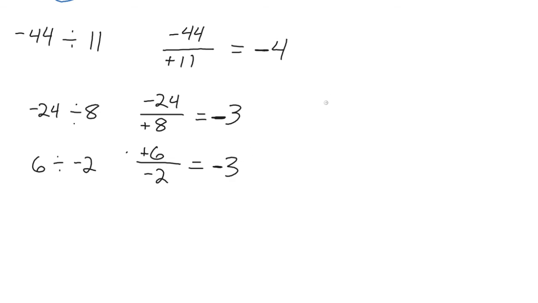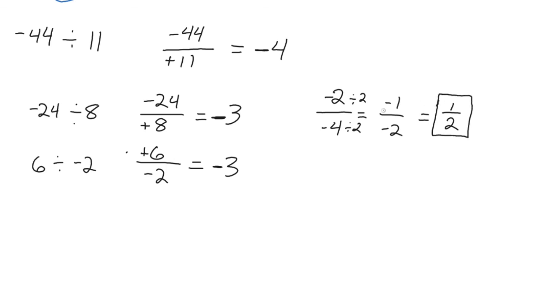And then if you have the same signs, so negative 2 over a negative 4, well, there you're just going to simplify. You can divide the top by a 2 and the bottom by a 2. And you'll get a negative 1 over a negative 2. And since you have a negative on top and bottom, they're same signs, your answer is going to be positive. So the answer would just be 1/2. The negative signs cancel each other out.